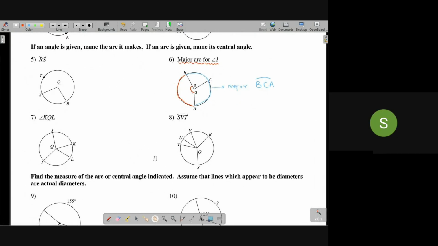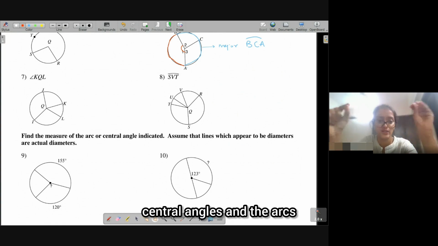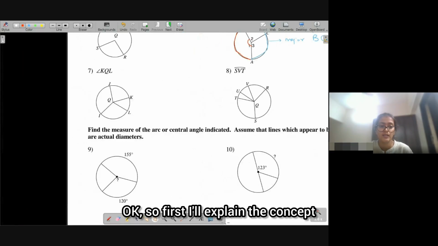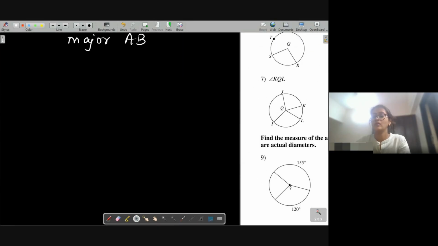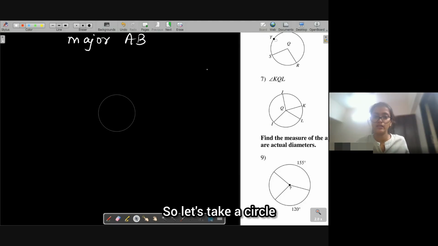Next is the concept of measuring the central angles and the arcs. First I'll explain the concept of measuring the arcs and the angles. So let's take a circle.